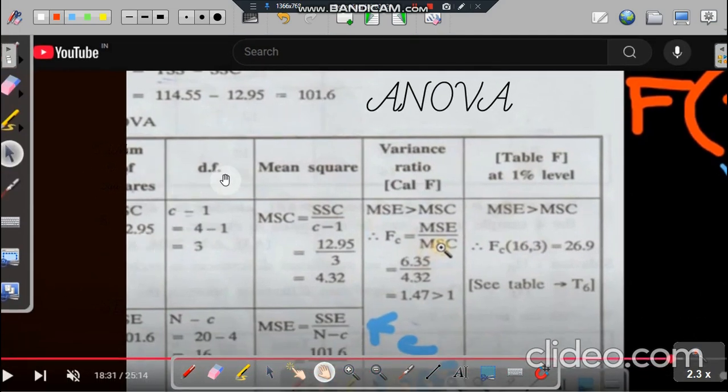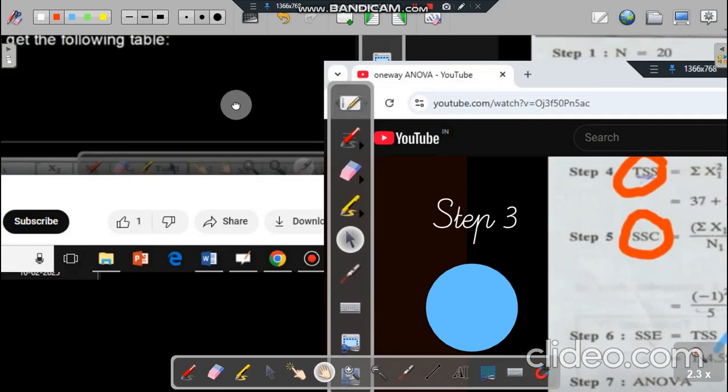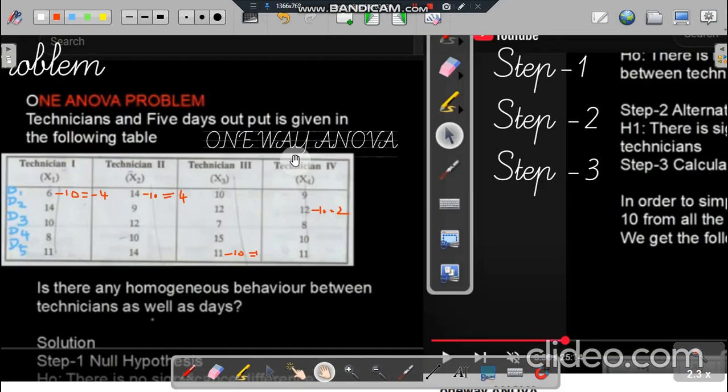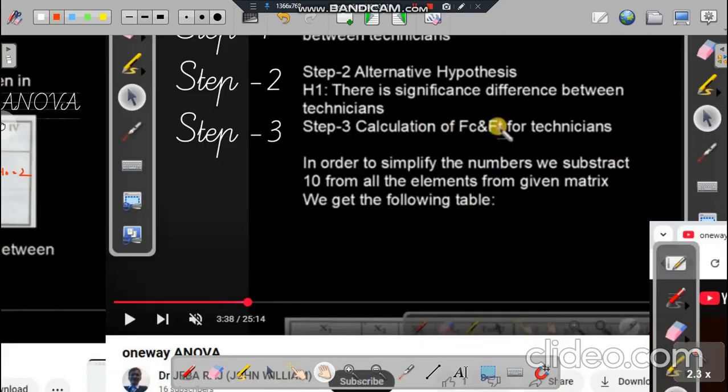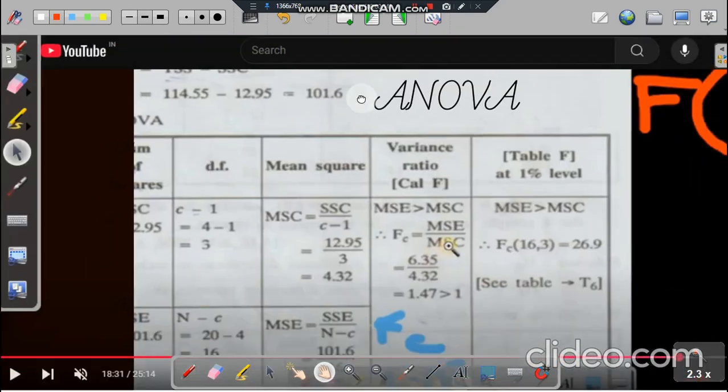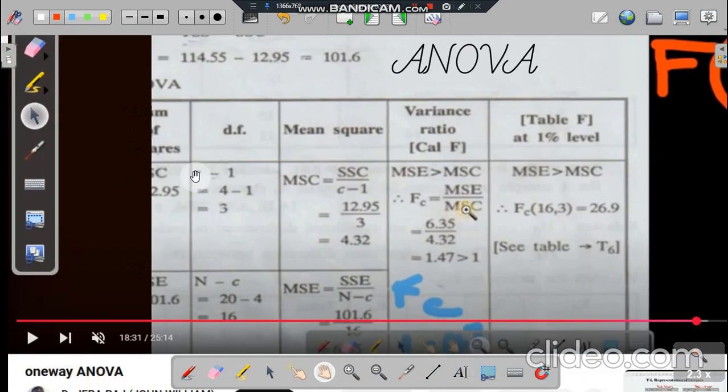The degrees of freedom for SSC is C minus 1, where C is the number of columns. Now look at the problem given to us. How many columns are there? 1, 2, 3, 4. So 4 columns are there, and that's what we write here. So C is 4, and 4 minus 1 equals 3.